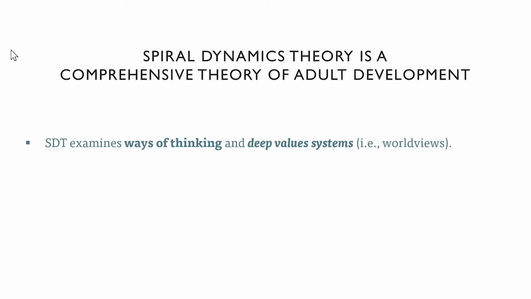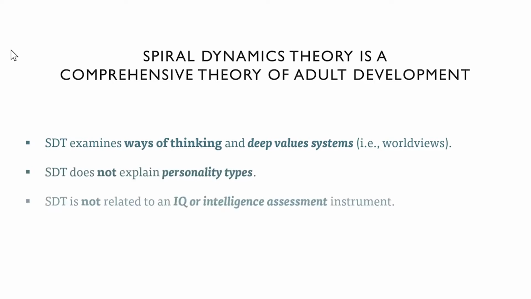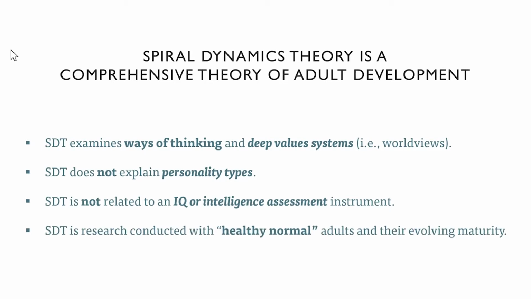Spiral dynamic theory is a comprehensive theory of adult development. It examines ways of thinking and deep value systems or worldviews. It does not explain personality traits. It does not relate to IQ or any kind of intelligence quotient instruments. It's research conducted primarily with healthy, normal adults, so we're not looking at abnormal psychology.